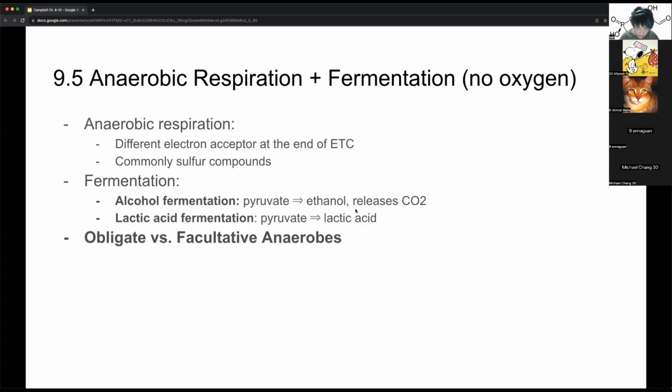And then you have obligate anaerobes, which only use fermentation or anaerobic respiration and cannot survive in the presence of oxygen, while facultative anaerobes can do fermentation and respiration.